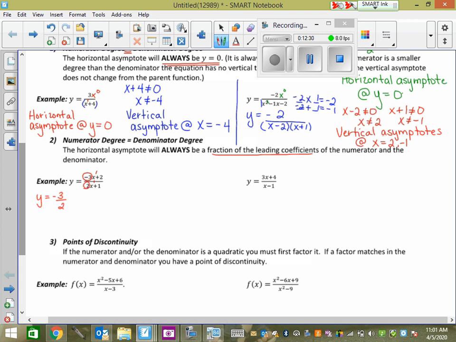Now, the way they can trick you is they can write it out of order. So they could go like 2 minus 3x over 2x plus 1. Either way, these are degree 1, and the leading coefficients are the numbers in front of the largest exponent. So either way, this would still be negative 3 over 2. So don't let it fool you. It's not always just the first number. It's the leading coefficient. So it's the number in front of the largest variable. So either way, if they even rewrite it out of order, it still would be y equals negative 3 over 2. So that's my horizontal asymptote.